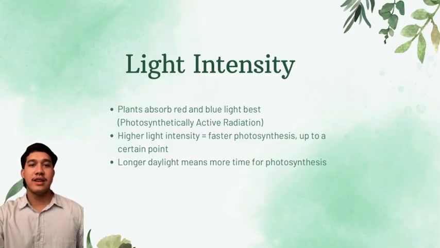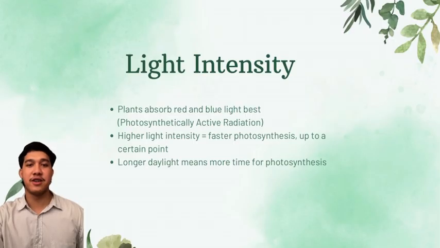We will start with light intensity. Light is the main energy source for photosynthesis. Plants absorb red and blue wavelengths of light most effectively. The brighter the light, the more energy the plant can use. However, if the light is too intense, it can damage the plants. This is called photoinhibition. Also, the duration of how long the plant is exposed affects how much food it can make in a day.